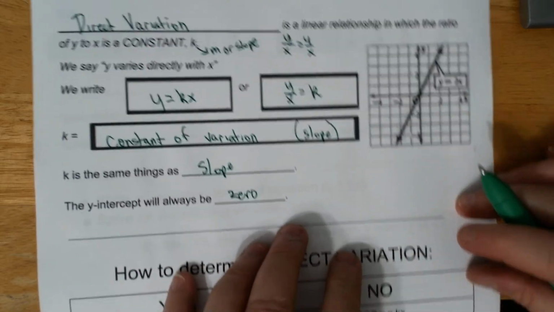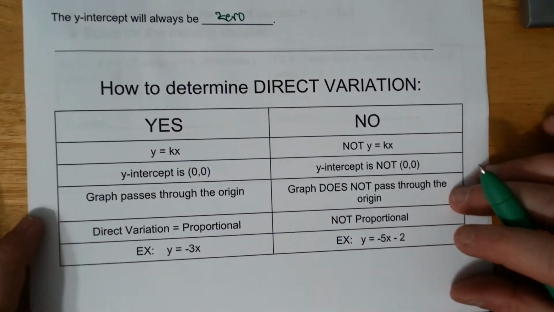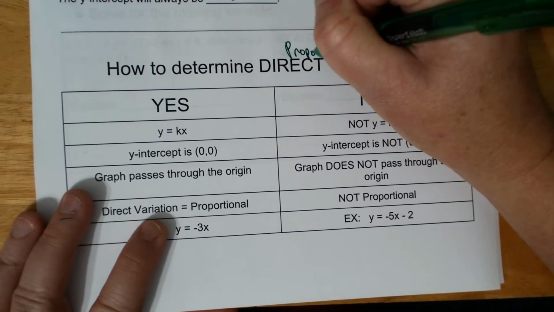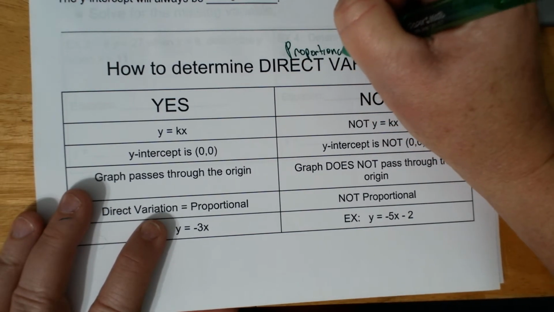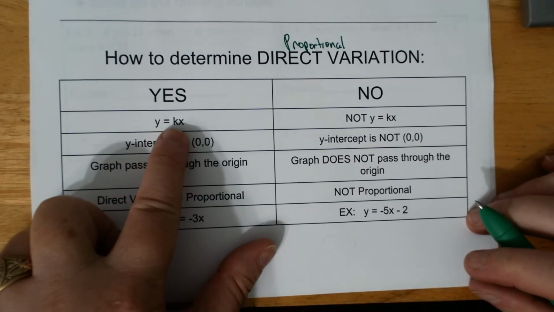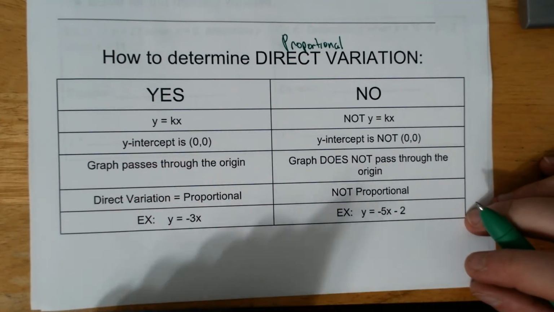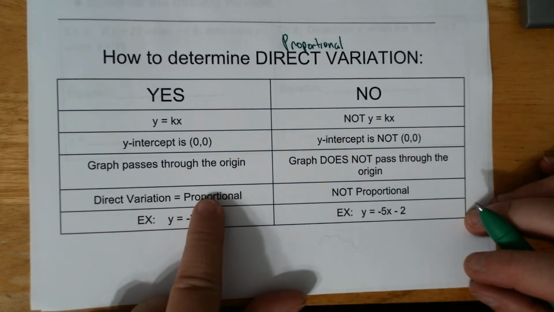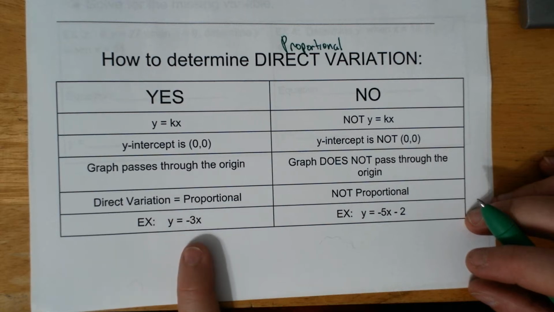Okay? Here we go. How to determine direct variation. How to determine something is proportional. You guys are good at it. You did it the other day. You did it just yesterday. Y equals kx. That k is a number. Y-intercept is 0. Graph passes through the origin. Direct variation is proportional. Same thing as yesterday.